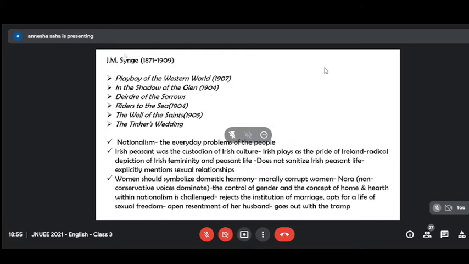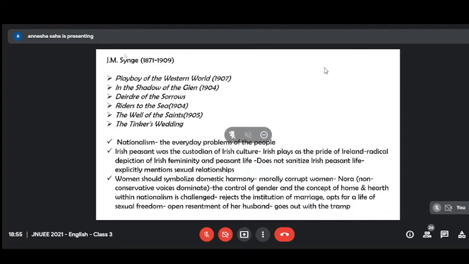So Synge, in fact, produces a lot of plays for the Abbey Theatre. But some of his most famous plays would be, of course, Playboy of the Western World, and then he writes In the Shadow of the Glen. These two plays, by the way, I'll be discussing today.